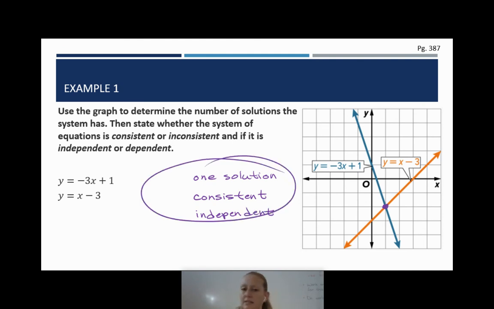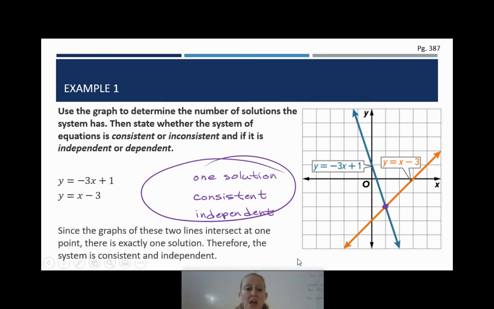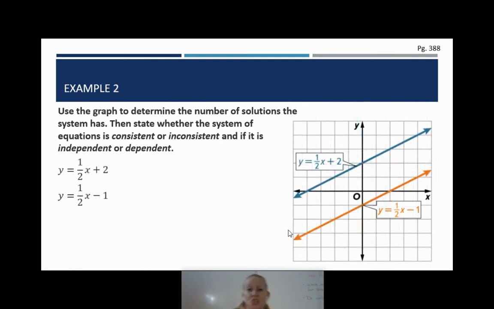Sweet. Look at us. Although, if you want my fancy explanation, there it is. Since the graphs of these two lines intersect at one point, there's exactly one solution. So the system is consistent and independent. Awesome. Good job, us. Do it again.